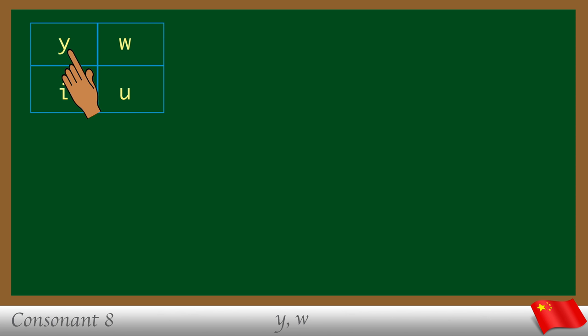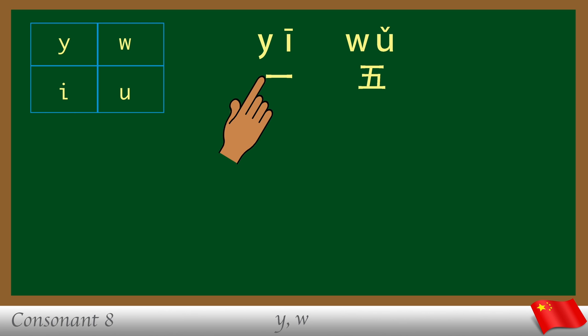The pronunciation of this and this are the same. It's yi, it's also yi. So are these two. It's wu, it's also wu. In fact, there are a whole lot of Chinese characters that are pronounced as yi and wu. For example, this one, yi, it means number one. It is wu, it is number five.